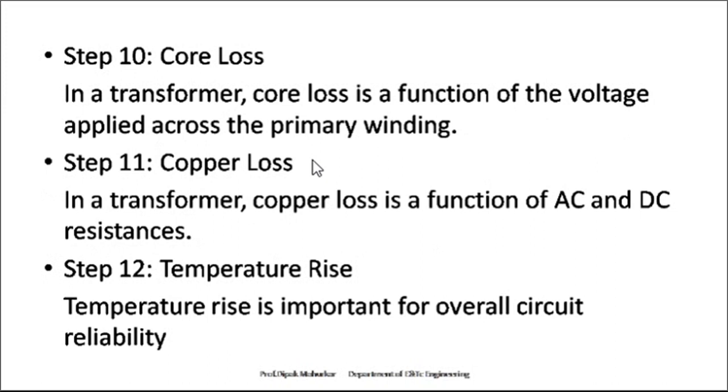Core loss: in a transformer, core loss is a function of the voltage applied across the primary winding. Copper loss: in a transformer, copper loss is a function of the AC and DC resistances. Temperature rise, step number 12: temperature rise is important for overall circuit reliability.